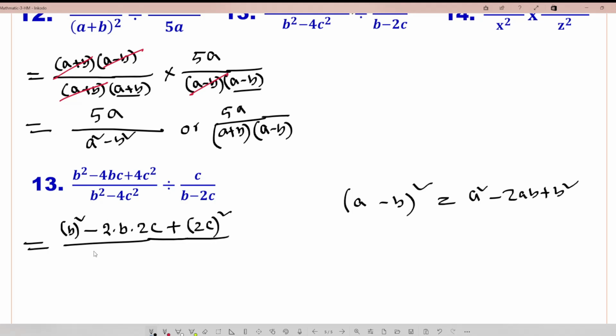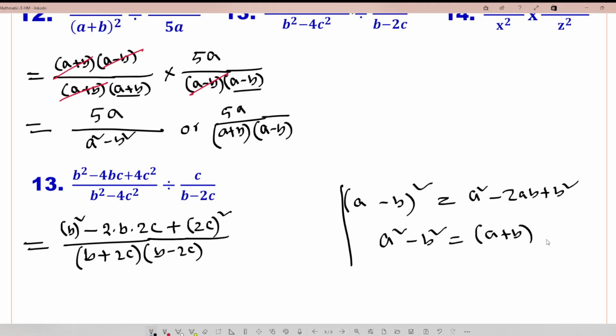And here is b plus 2c times b minus 2c, based on the a square minus b square formula, which means a plus b times a minus b. And here is divide, we can multiply: the denominator b minus 2c becomes the numerator b minus 2c, and here is c.